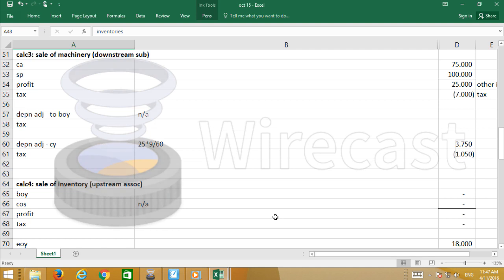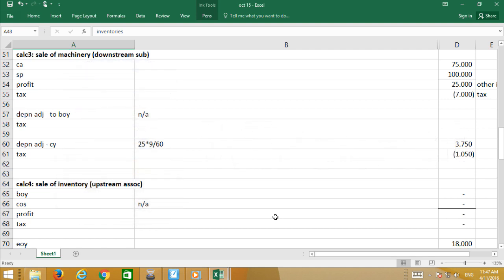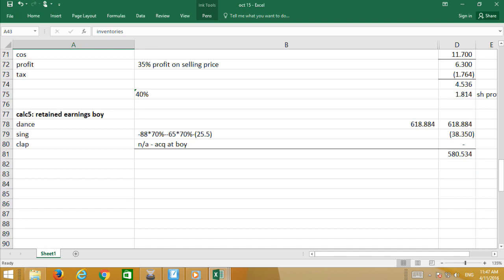Then there's a sale of inventory, Calc 4. And you must get used to, as you do the calcs, go put the numbers in. Because what happens when you put them in later, then you forget. Like I forgot to put that dividend in because I thought, I'll do it later, and then I never did it. All right, so then we have the inventory.